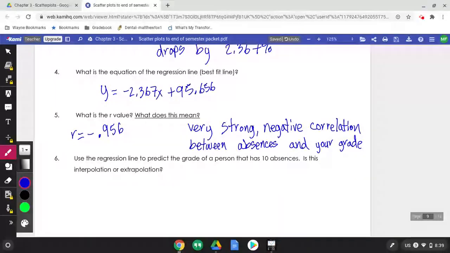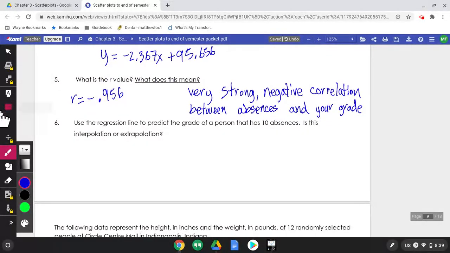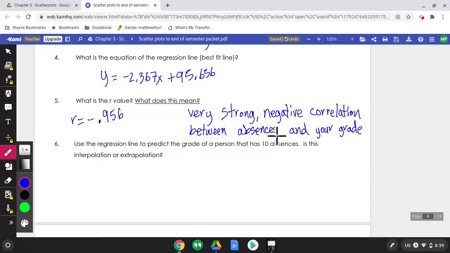All right, we got one more on this question. On this example, number 6 here, it says, use the regression line to predict the grade of a person that has 10 absences. So this regression line we're going to use with 10. We're going to plug the 10 in for x. And then it says, is this interpolation or extrapolation?